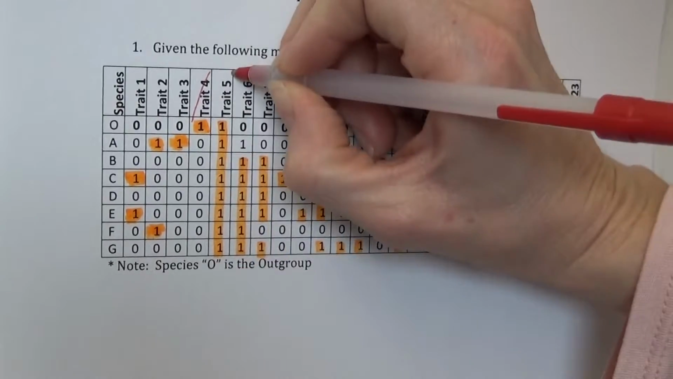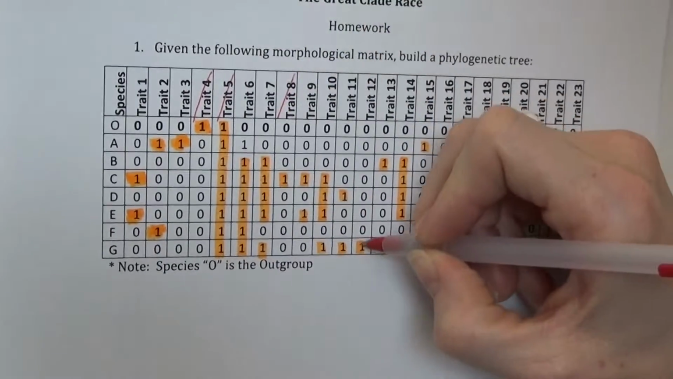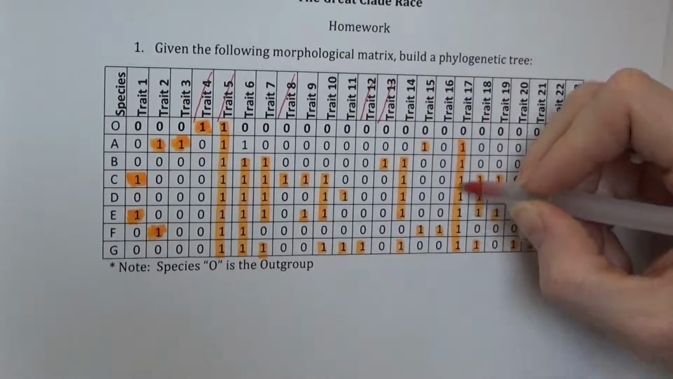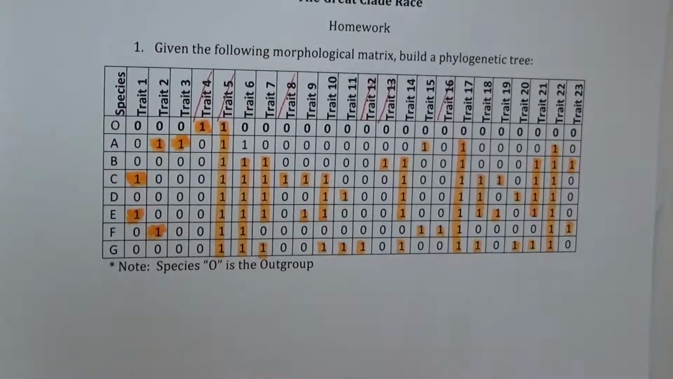Trait 5, everybody has it. So we'll just, trait 8, put a line through these that aren't very informative. Trait 12, trait 13, trait 16. Okay. All right, so then we just need to start making groups.